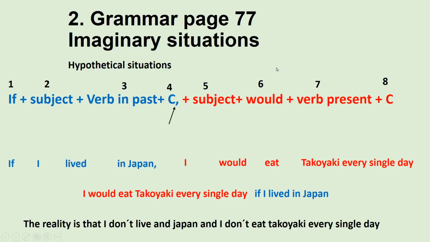So don't forget to add the comma. If I lived in Japan, comma, I would eat takoyaki every single day. And also, remember that we use were with all personal pronouns like I, you, we, they, he, she, and it.